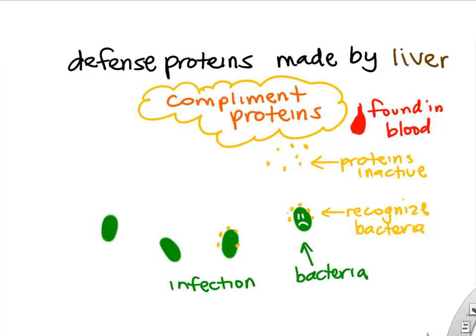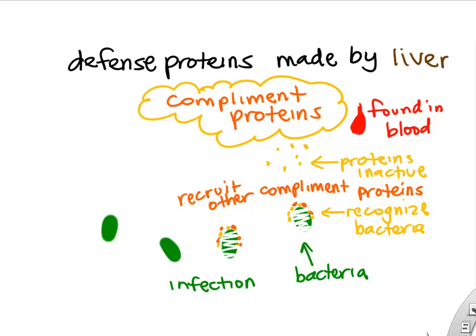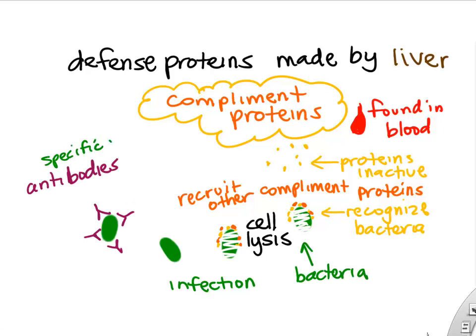When they become activated, they recruit other complement proteins to the surface of the bacteria. And they're actually able to create these big giant openings in the surface of the bacteria membrane and can cause the cell to lyse. So basically, complement proteins can break apart invading cells like bacteria.